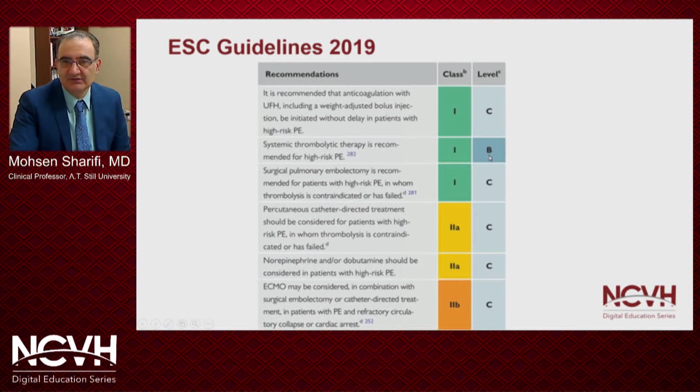We'll get to these with level of evidence B later on. Interestingly, surgical embolectomy is now class 1, level of evidence C, for patients with high risk for PE in whom thrombolysis is contraindicated or has failed. So this is important. Catheter-based interventions are actually given a lower significance, and they are class 2A as compared to surgical pulmonary embolectomy.